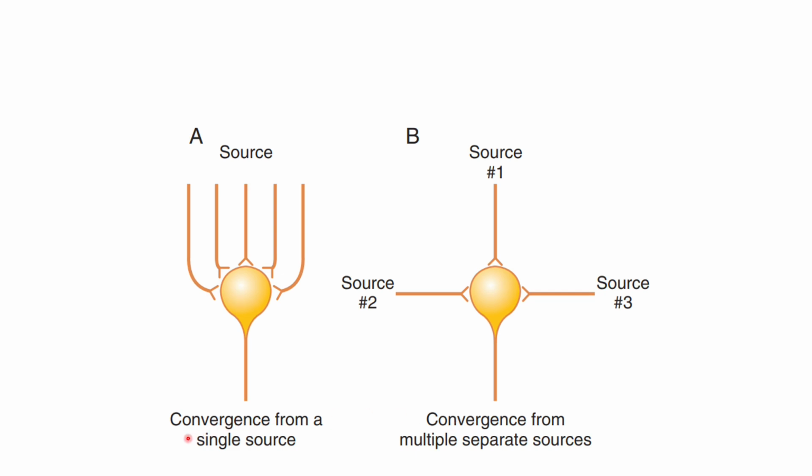The nervous system sometimes needs convergence rather than divergence. In convergence, you get multiple signals uniting on one output or a single neuron. And this is important: it can be from a single source, or from separate sources. They are important for summation, for magnifying these kinds of effects.